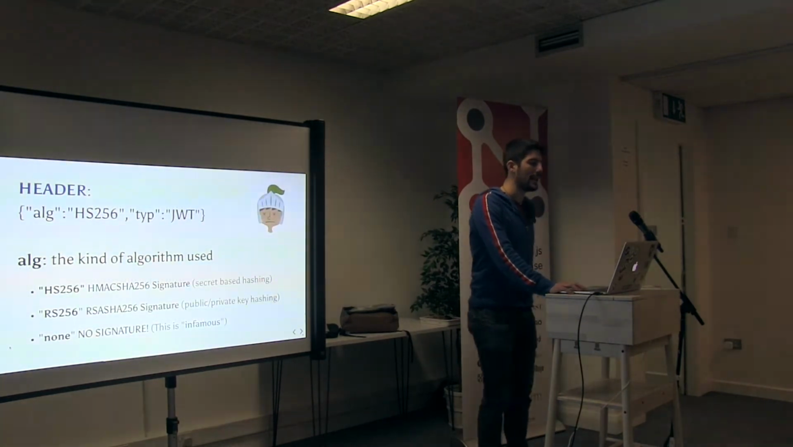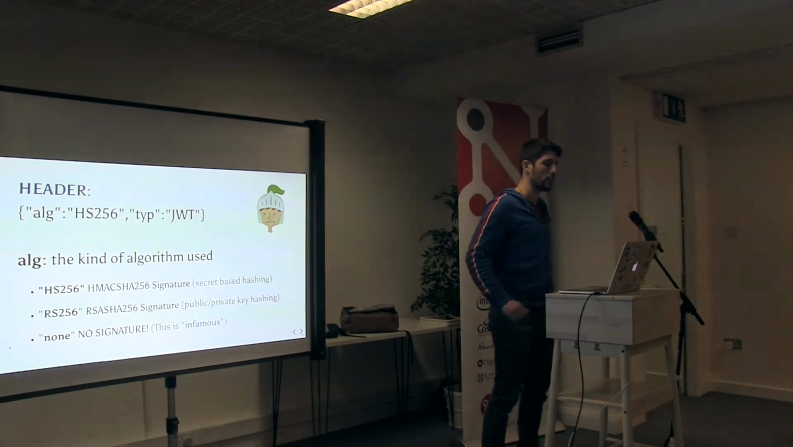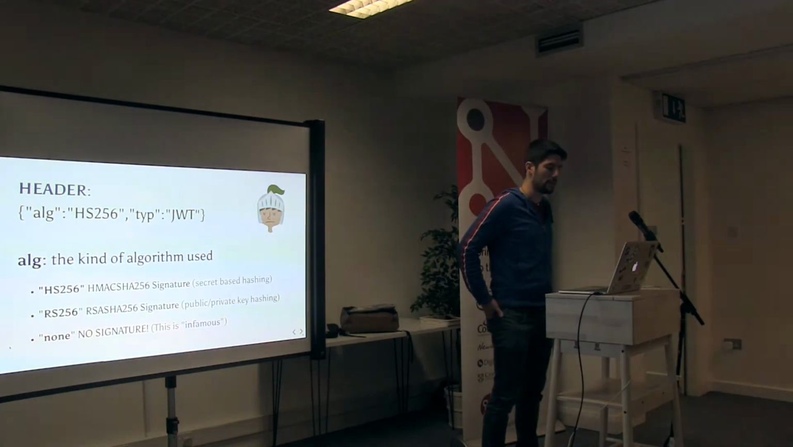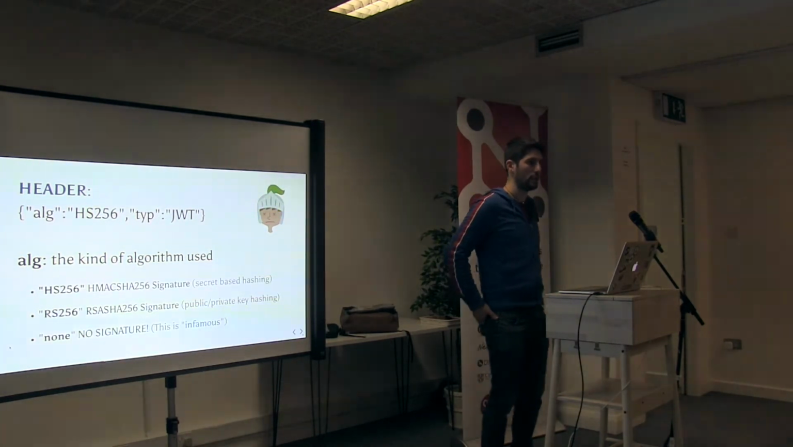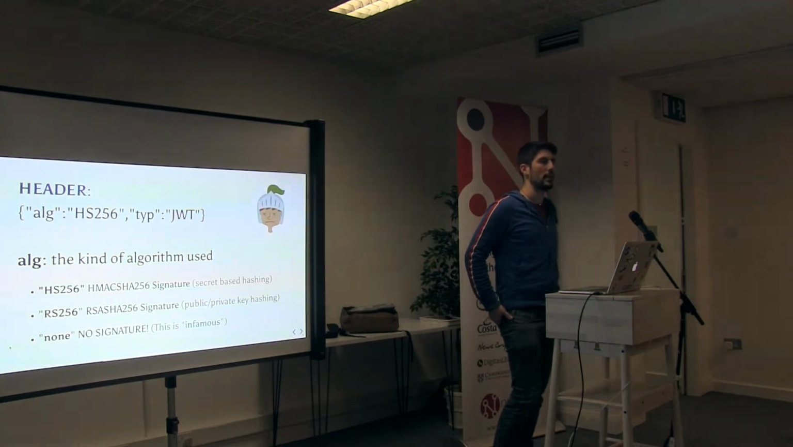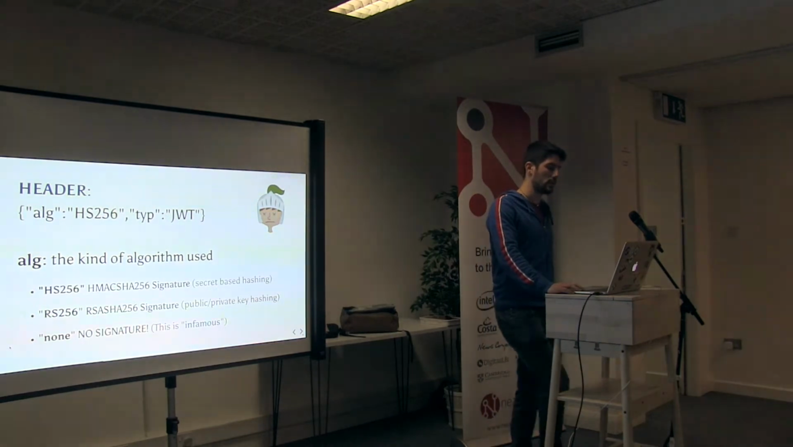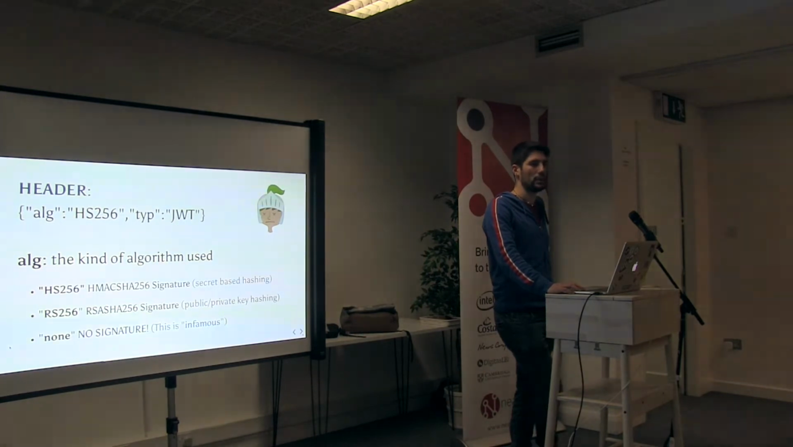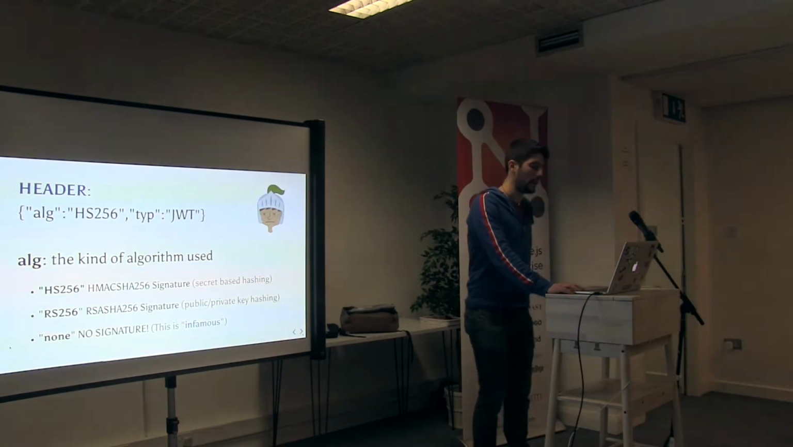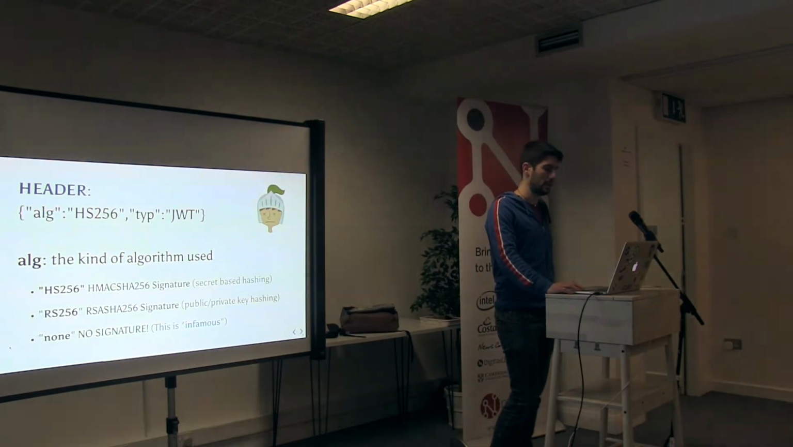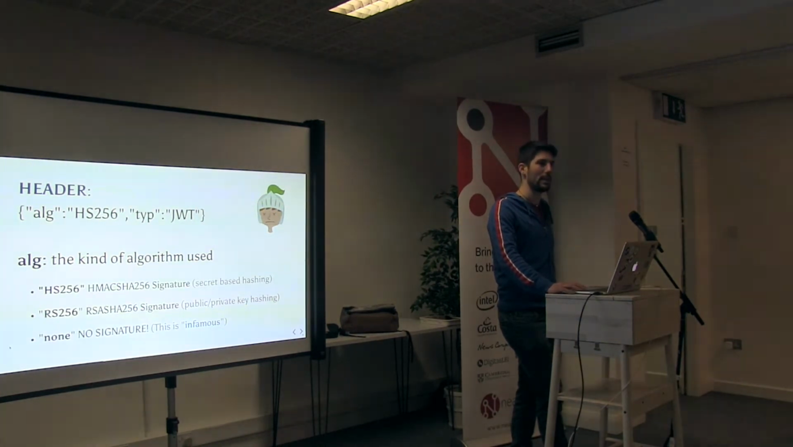So let's see what the header really contains. It contains two fields. The first one is type, and it's always JWT. And the second one is ALG, which stands for algorithm, and it identifies the algorithm that is used for the signature. The two most famous algorithms are HS256, which is basically symmetric hashing, and then we have asymmetric hashing with public and private key, which is RS256.